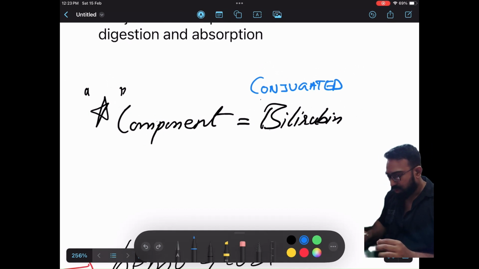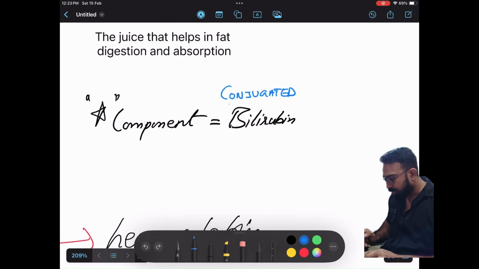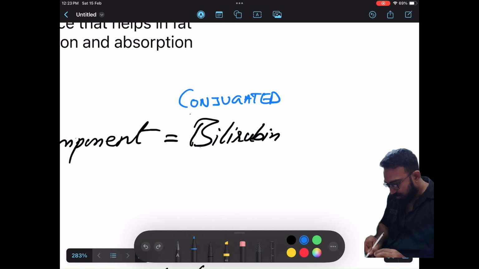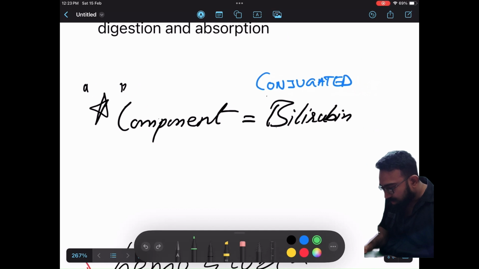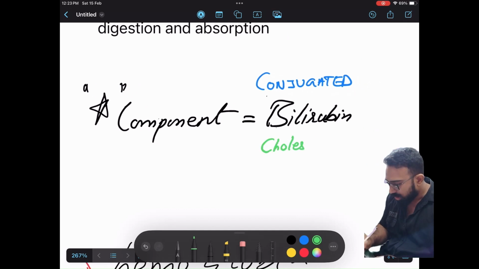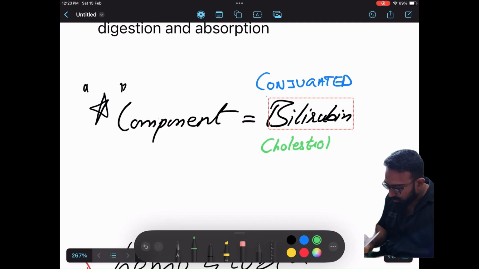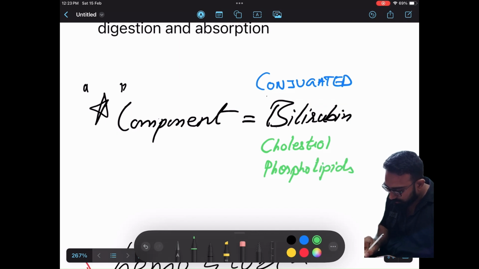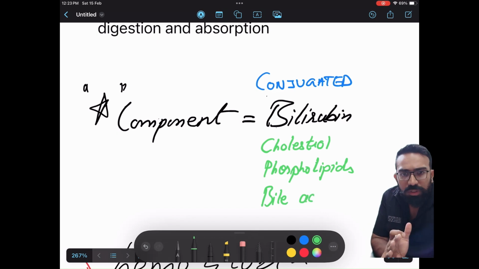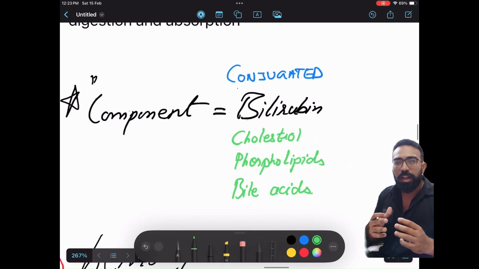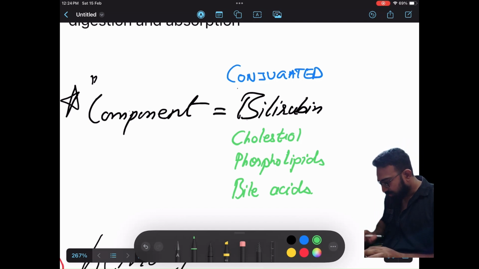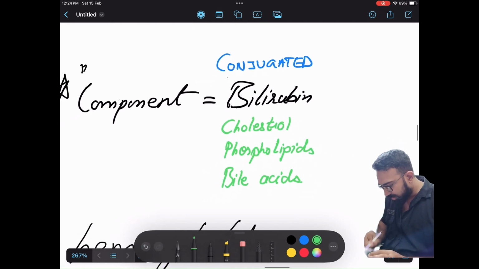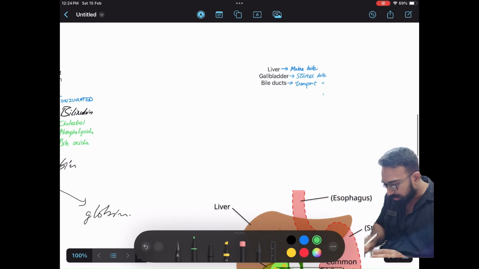Now I will introduce to you some more components which are there in your bile. They are cholesterol, then phospholipids, then you have got your bile acids. Now these are also there in your bile. What are the abnormalities that can happen because of this? We have discussed bilirubin. Now let's discuss cholesterol and the other things.